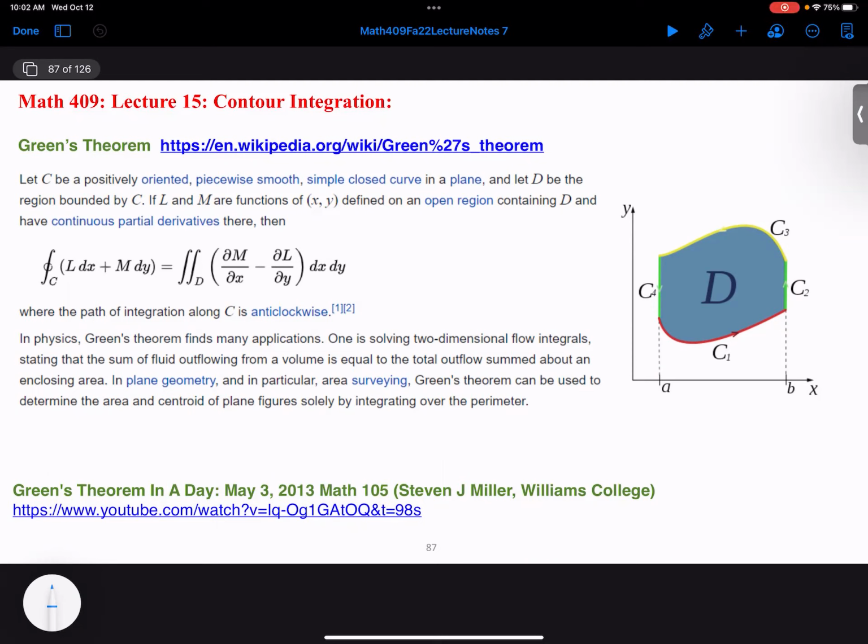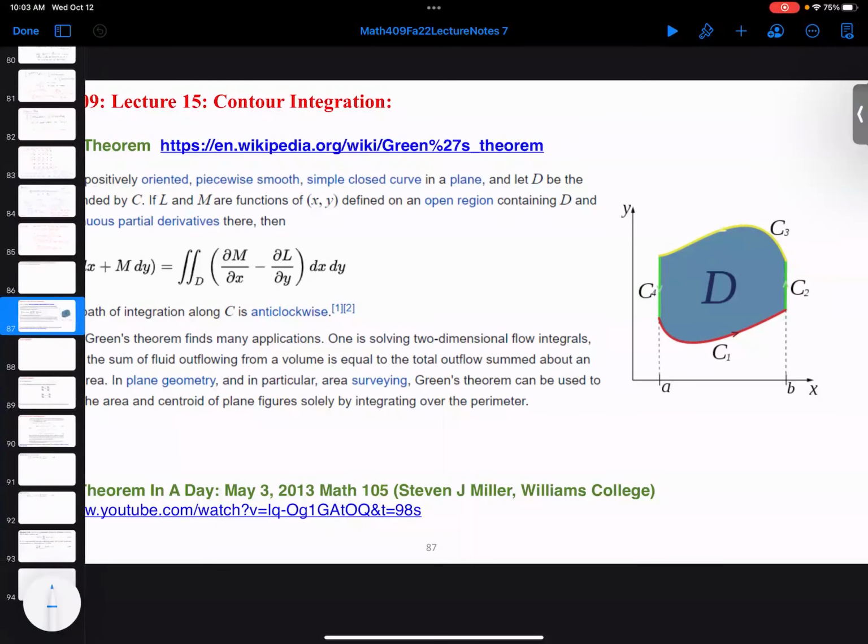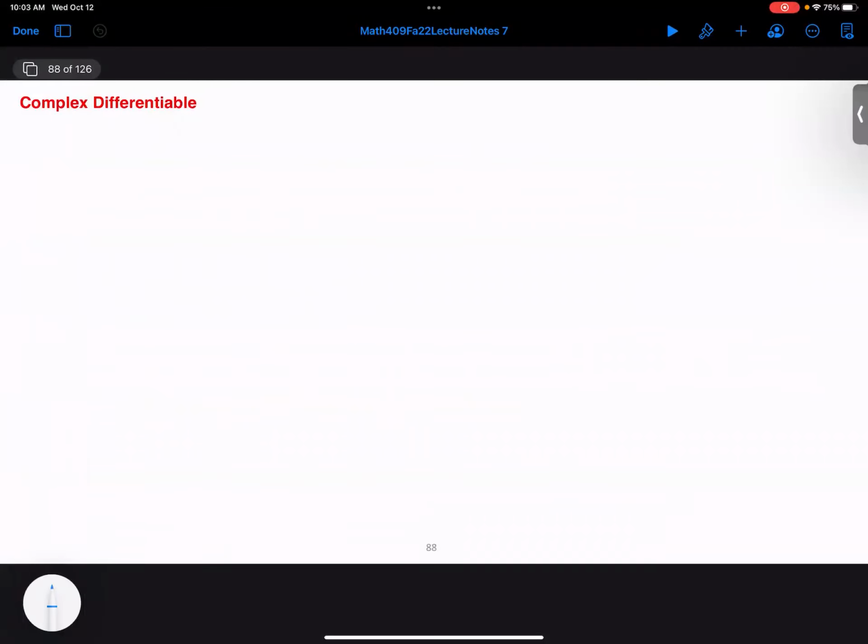If you're interested, I do have a Green's theorem in a day lecture from when I taught Math 150 so long ago that it wasn't even Math 150, it was Math 105. This was before the Zoom era, and we actually had somebody professionally recording those classes. Again, if you've seen Green's theorem, it's a way to justify a lot of what we're going to do in complex analysis.